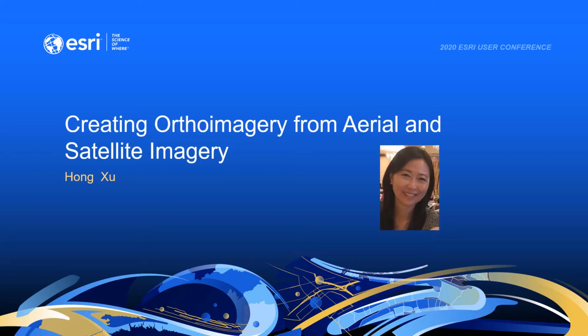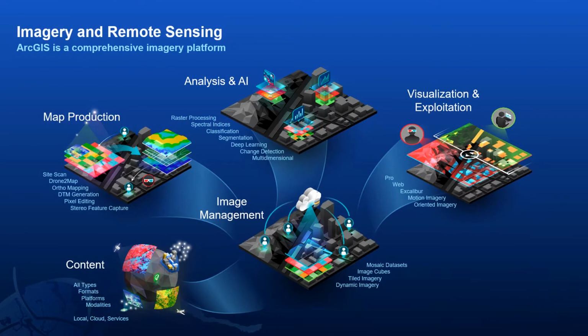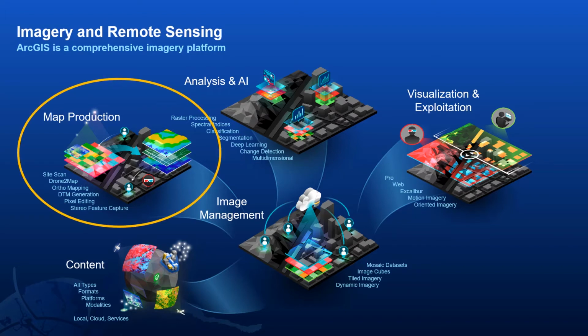I'm going to talk about creating orthoimagery from aerial and satellite imagery using ArcGIS Pro. I'll start with this slide to give you an overview of the extensive image capabilities of ArcGIS, from content, image management, analysis, visualization, to map production. ArcGIS map production includes a variety of tools to generate products such as elevation, orthomosaics, and meshes. So our session will focus on using ArcGIS Pro to create ortho products.